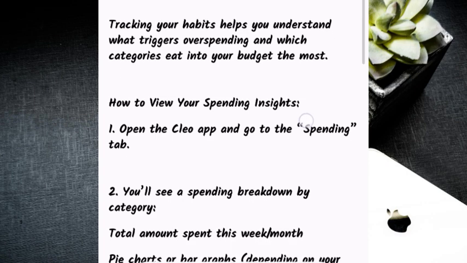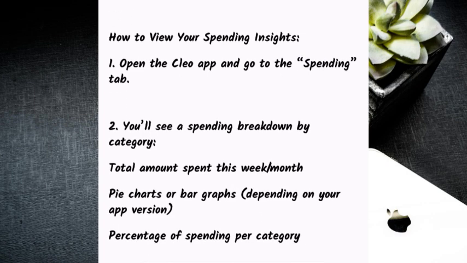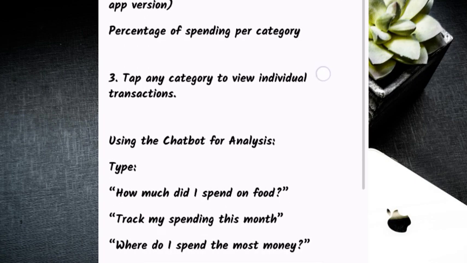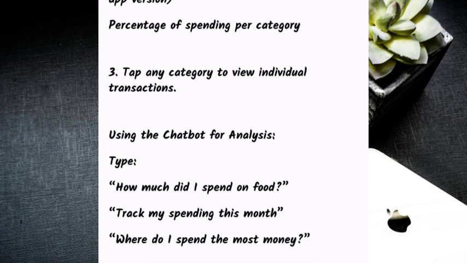So first, you've got to open the Cleo app and go to the spending tab. Here you're going to see a spending breakdown by category. You have the total amount spent this week or month. You have a pie chart or bar graph, depending on your app version, and a percentage of your spending per category. You can tap any category to view individual transactions.